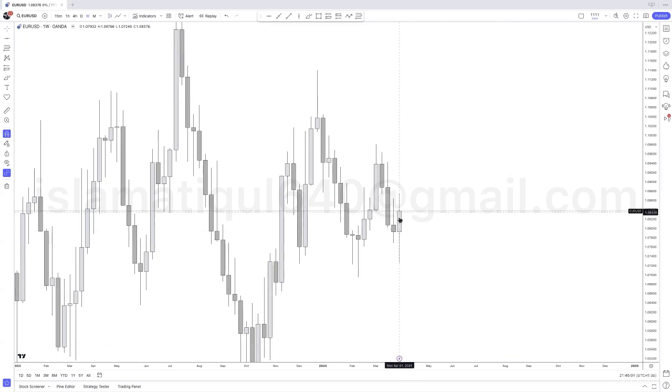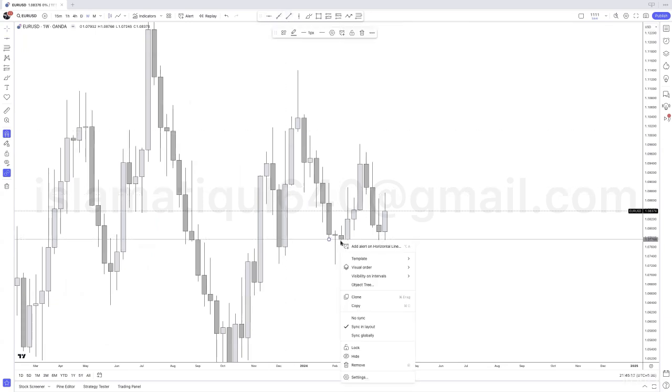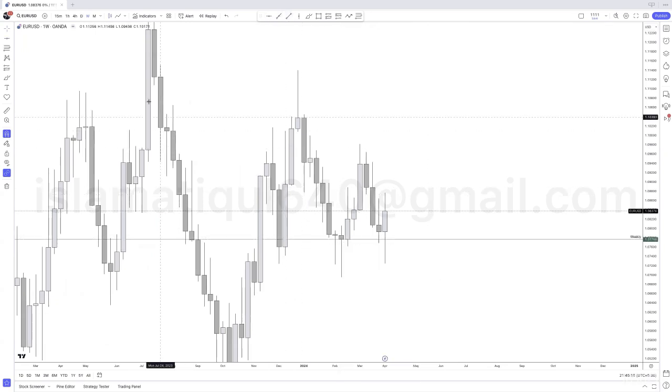Let's see what we could expect. Okay, first of all, let's start on the weekly time frame. It looks like the weekly time frame is clearly bullish, right? Because weekly has rejected the weekly support. You can see that clearly.